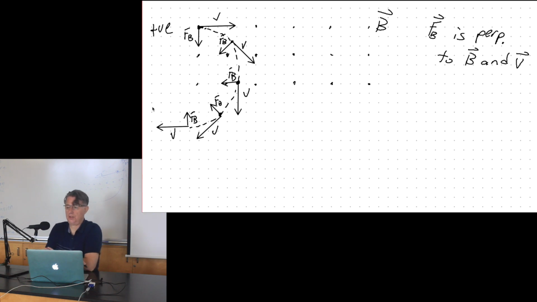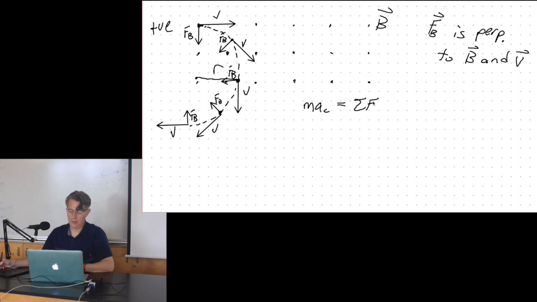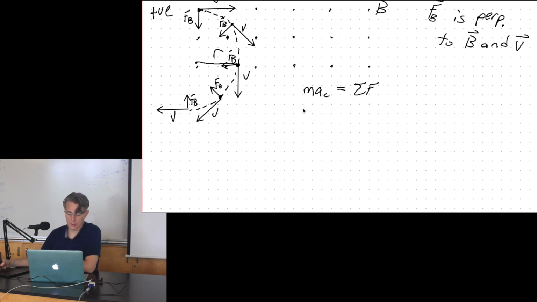Okay. So it goes in a circle, and you can calculate the radius of the circle. There's an R. We set it up with ma equals the sum of forces. I won't put numbers into this. But we have mv squared over r, if you'll remember, is equal to FB. And that is equal to qvB.